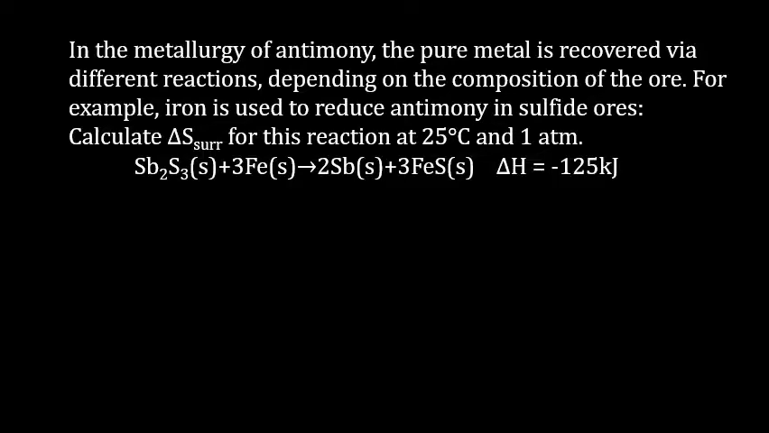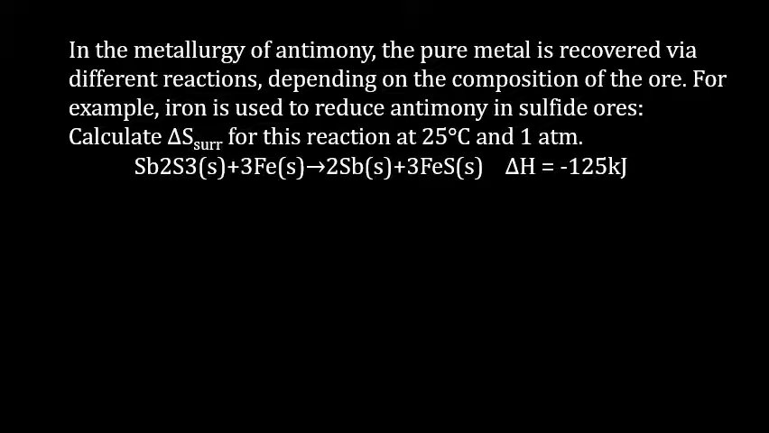Let's see an example. In the metallurgy of antimony, the pure metal is recovered via different reactions depending on the composition of the ore. For example, iron is used to reduce antimony in sulfide ores. So we have an equation with the delta H value given, which is negative 125 kilojoules. So we have to calculate what? We have to calculate the entropy.